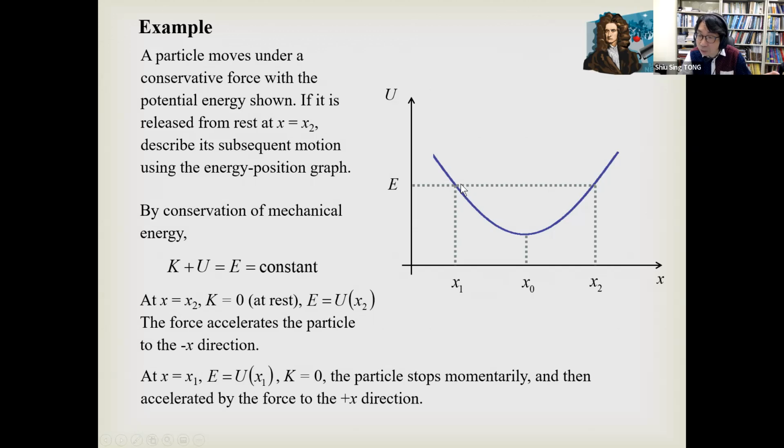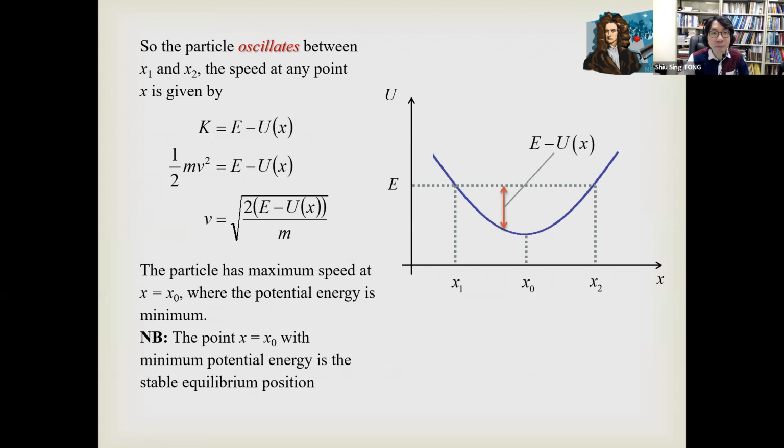And then it will slide down. It will be acted on by the force to the right, and it will accelerate to the right. And the process will just repeat itself. The body will slide from here to there, and then go back to its original position, and then go back again. So there will be oscillation between the two extreme points x1 and x2. The particle will just oscillate between x1 and x2.